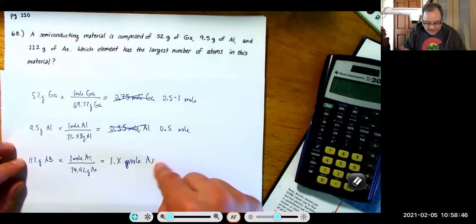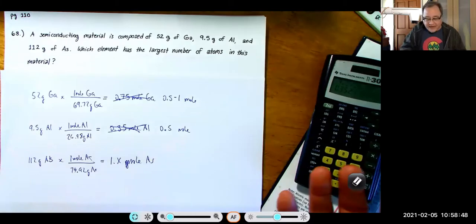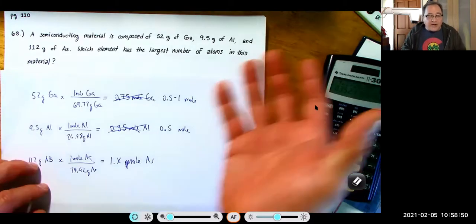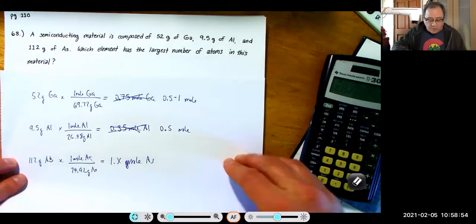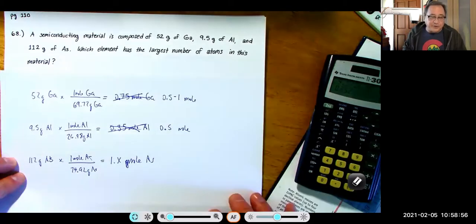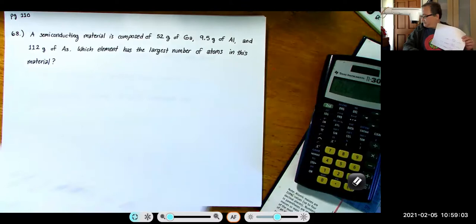They think, why would I calculate that if I don't need to? I'm just asked which one has more, not how many more. Do we understand? You probably want to calculate the numbers because that's what you're used to. We good with that? Yeah. Okay, so let's move on.